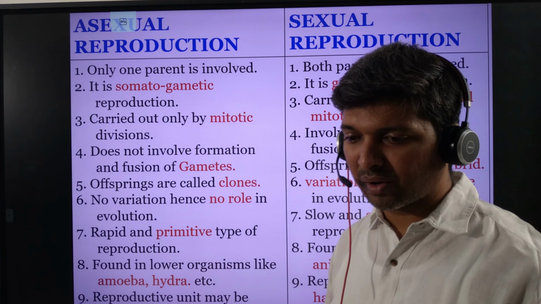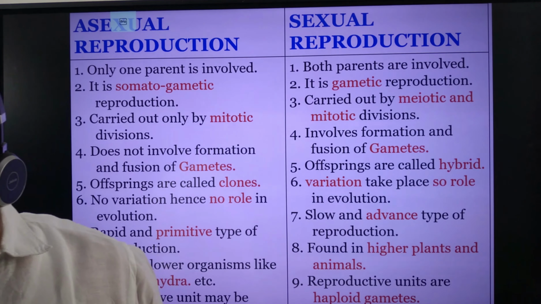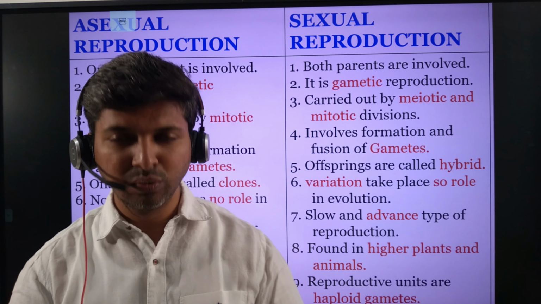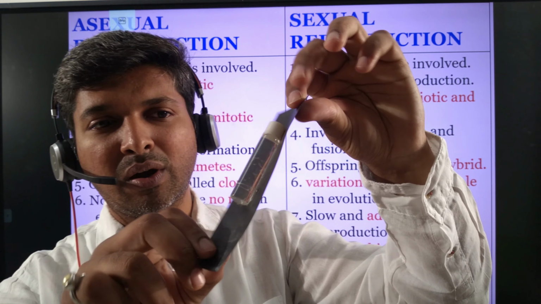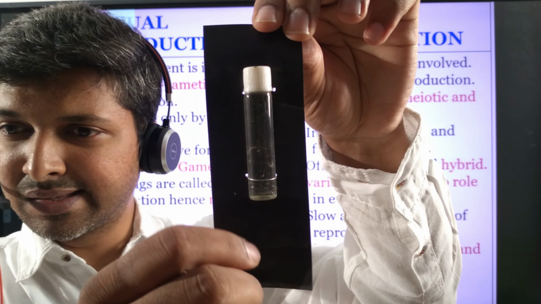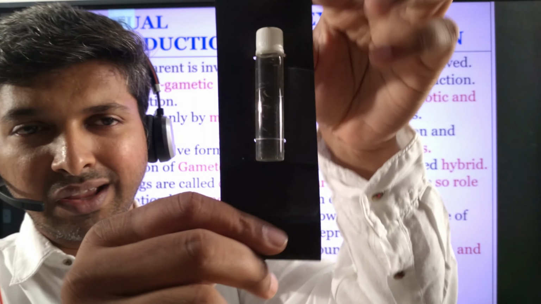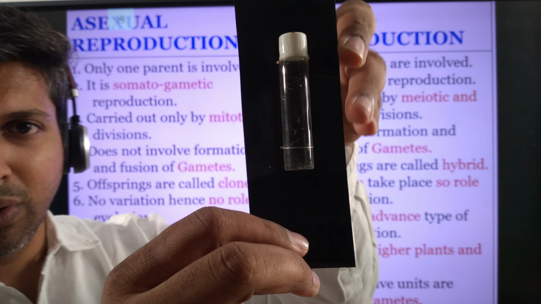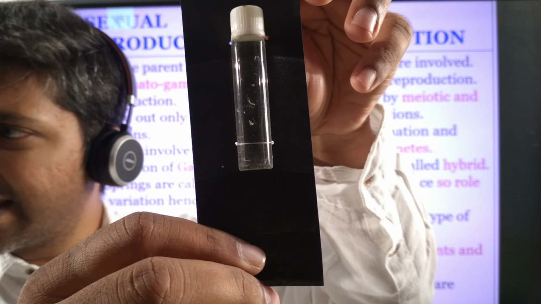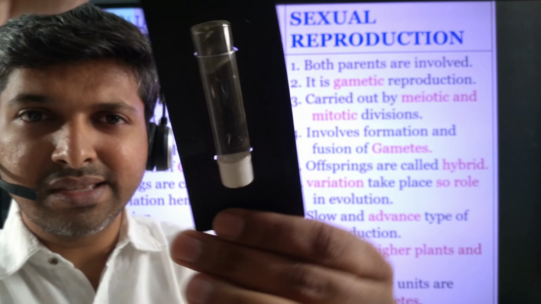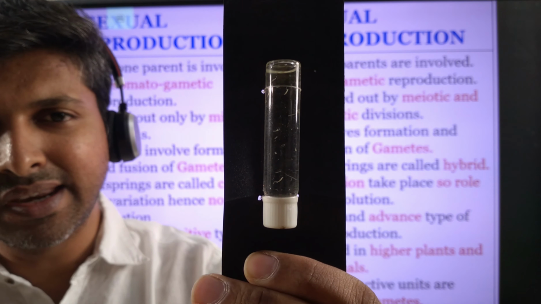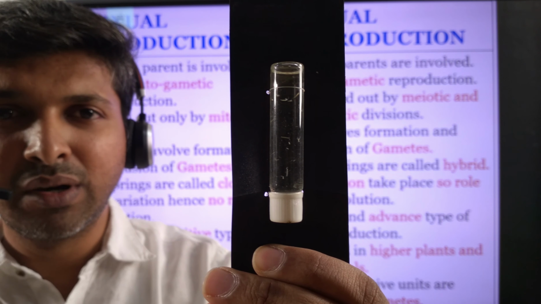What happens in asexual reproduction? Basically, who reproduces asexually? These are lower organisms. I have some organisms to show you. I don't know whether you're able to see what is inside this. You can see some organisms swimming over here. These are the Hydra, which are lower organisms, and they are able to reproduce only asexually. Even the starfish is also reproducing asexually. This is also a lower organism which reproduces asexually.